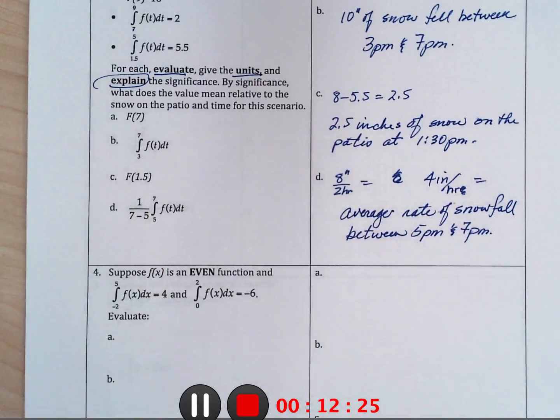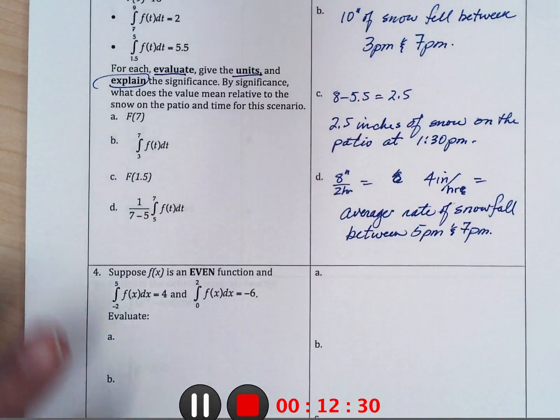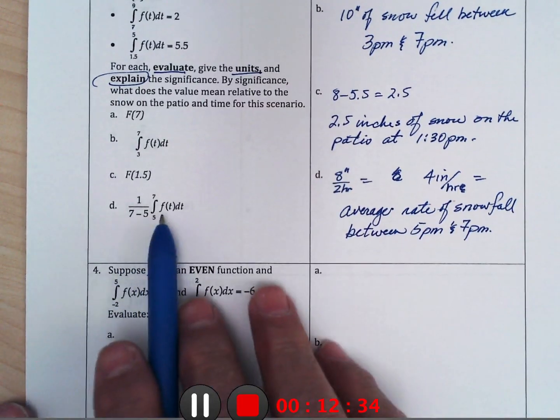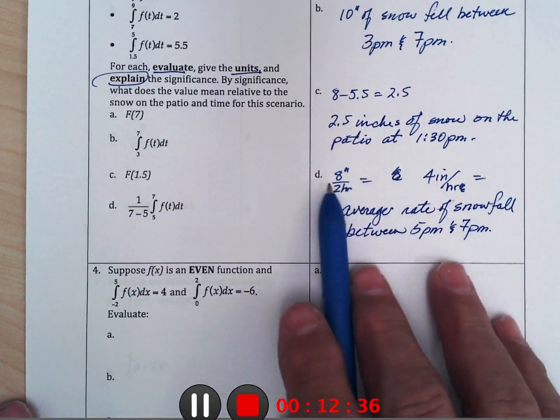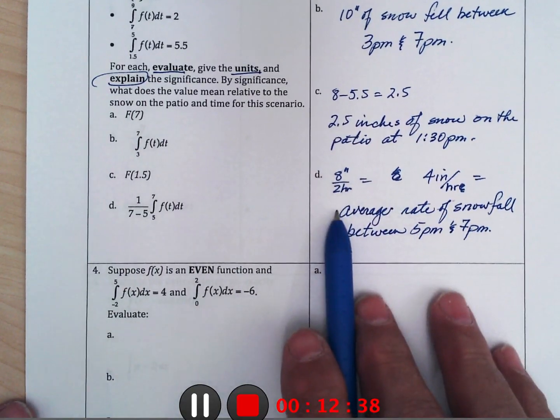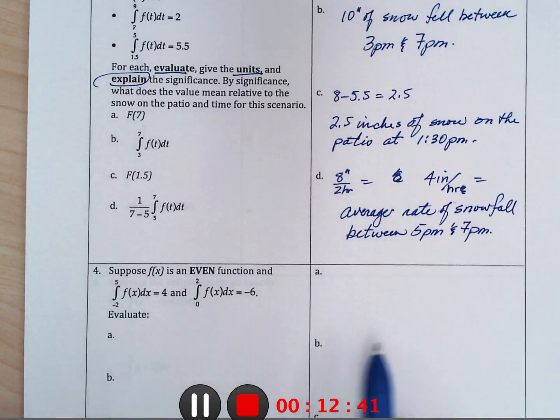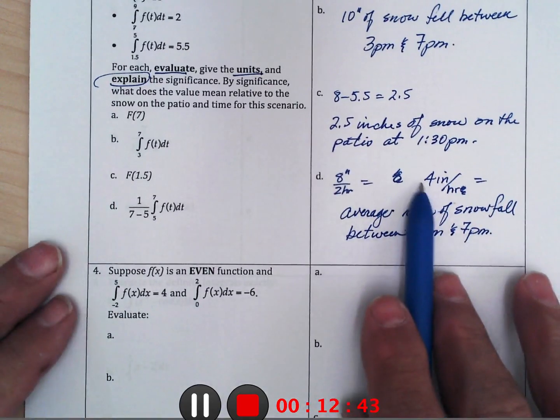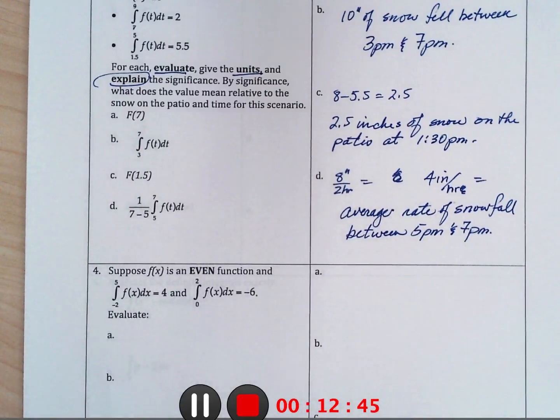That does not mean that it fell 4 inches in the first hour and 4 inches in the second hour. It could have been 8 inches fall in the last 10 minutes and none the rest of the time. And it would have had an average of 4 inches in the 2 hours. Okay.